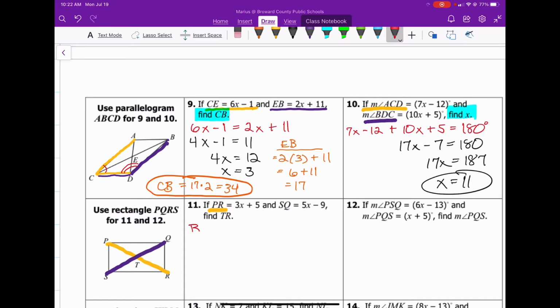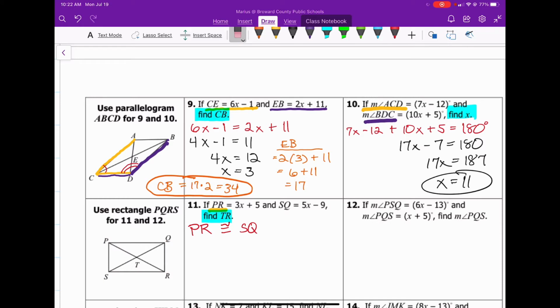PR is congruent to SQ, all right? And they want us to find TR. This is what they want us to find. TR.